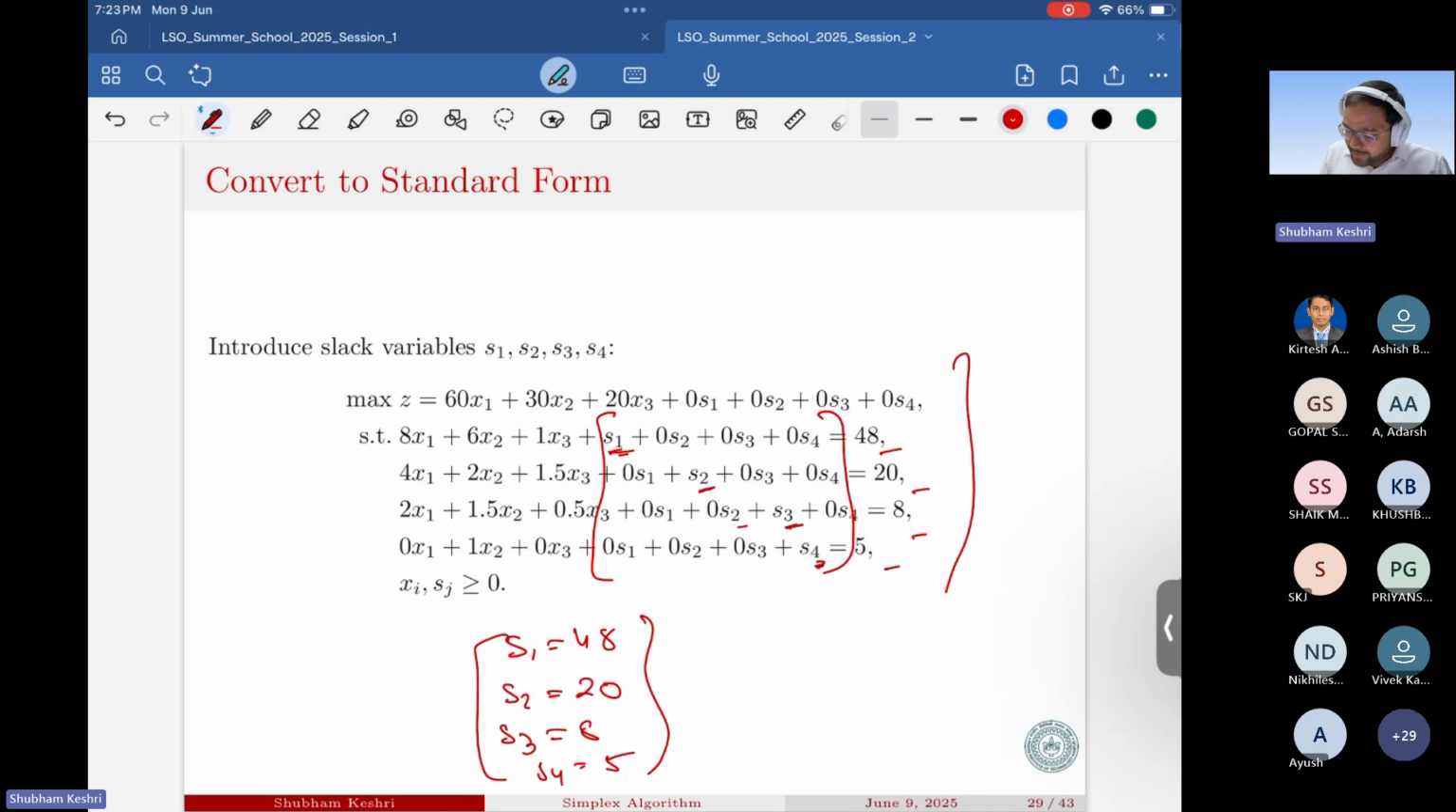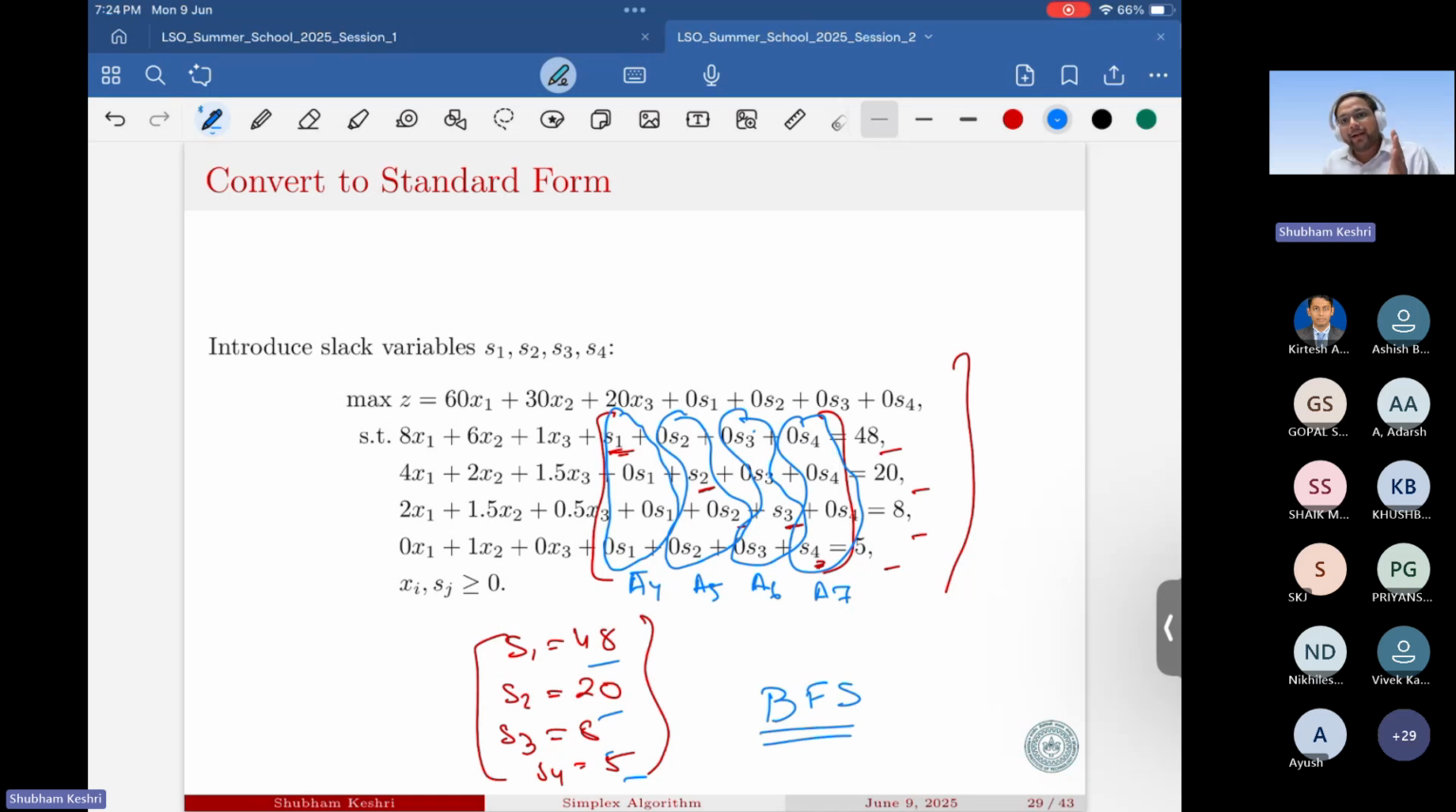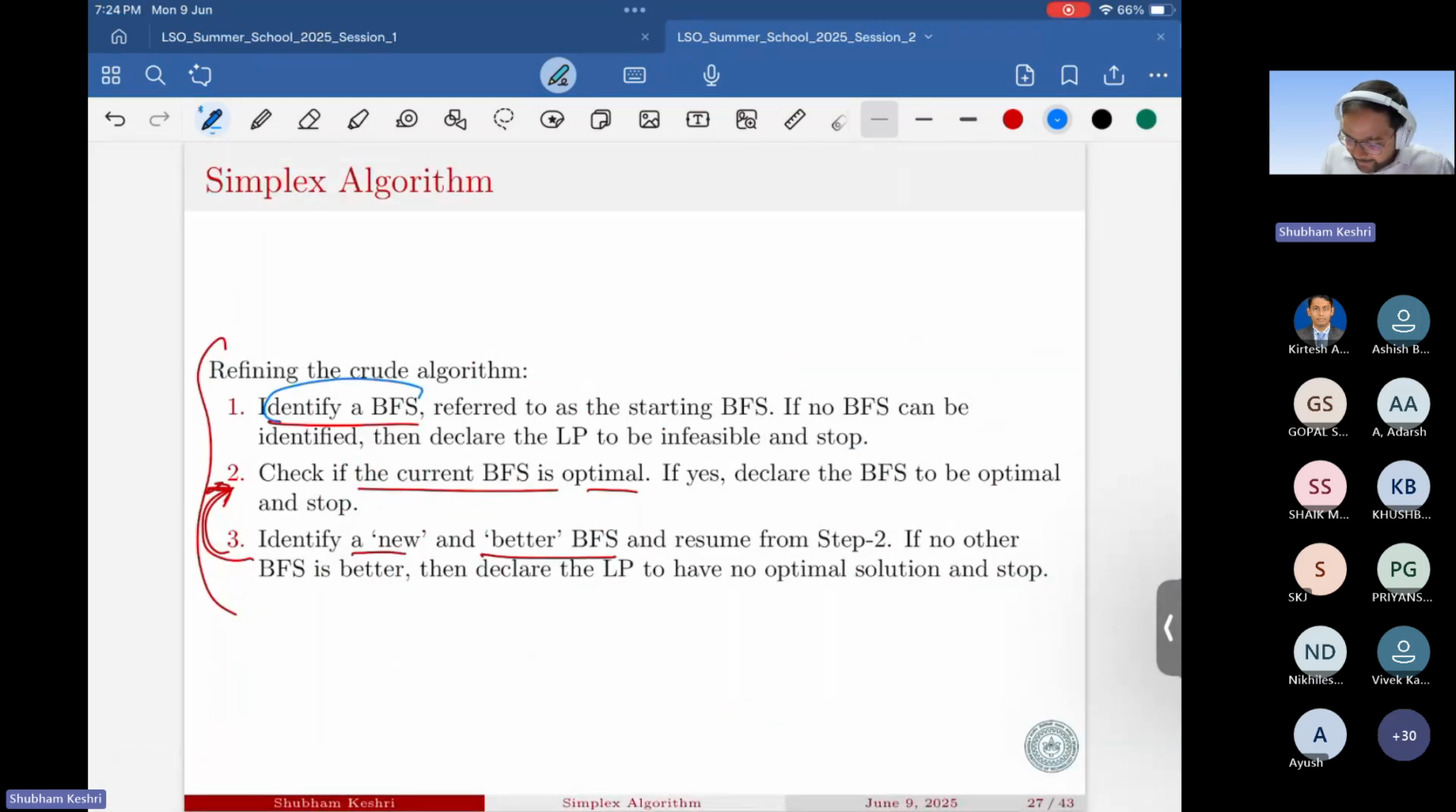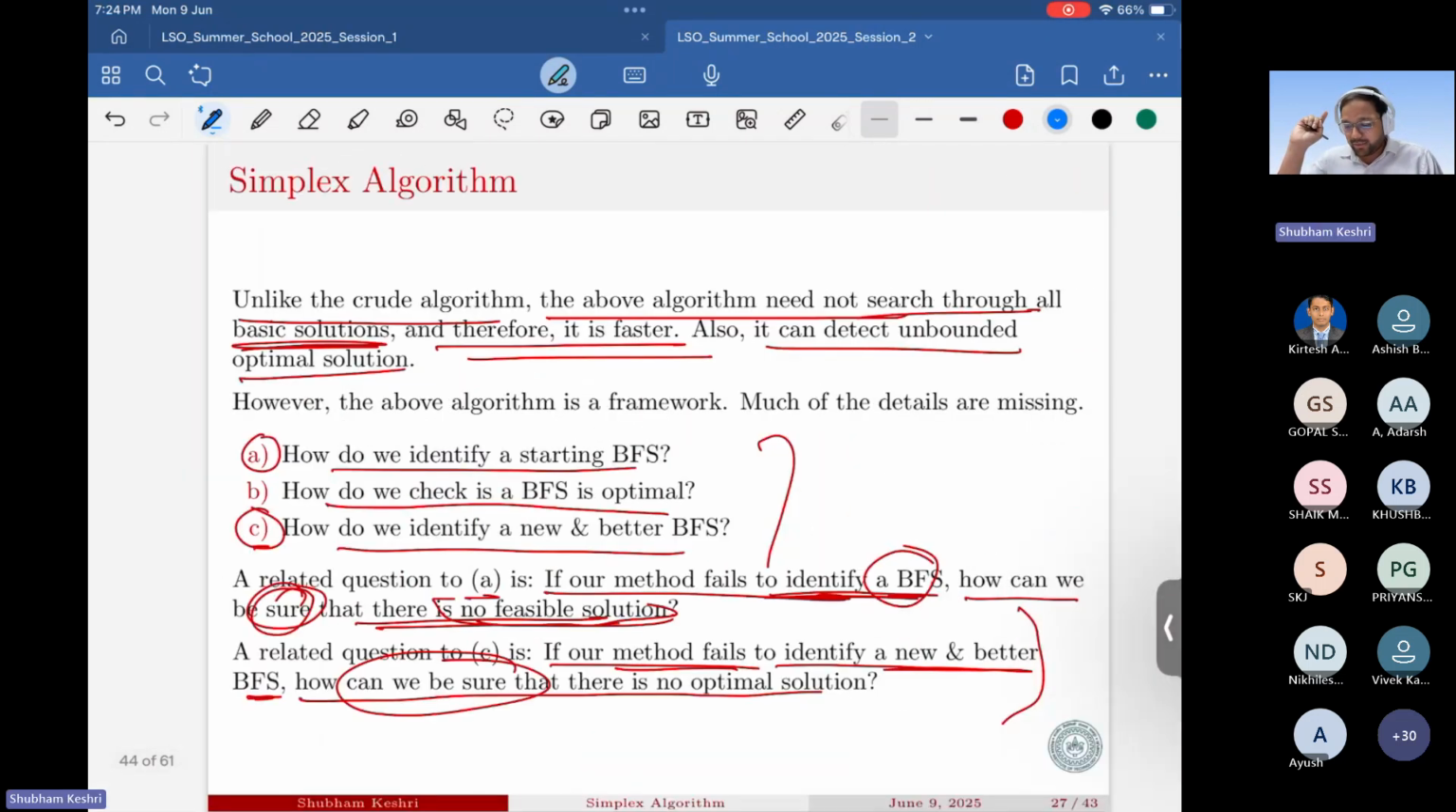When you do so, you will observe that this will be A4. This column vector, this column vector, this column vector, and this column vector are linearly independent. You will observe that A4, A5, A6, and A7 are linearly independent. Therefore, this is a basic solution. Now again you observe that these are positive, therefore this is a basic feasible solution. So we have identified a basic feasible solution to start with. Okay, so first step is done.